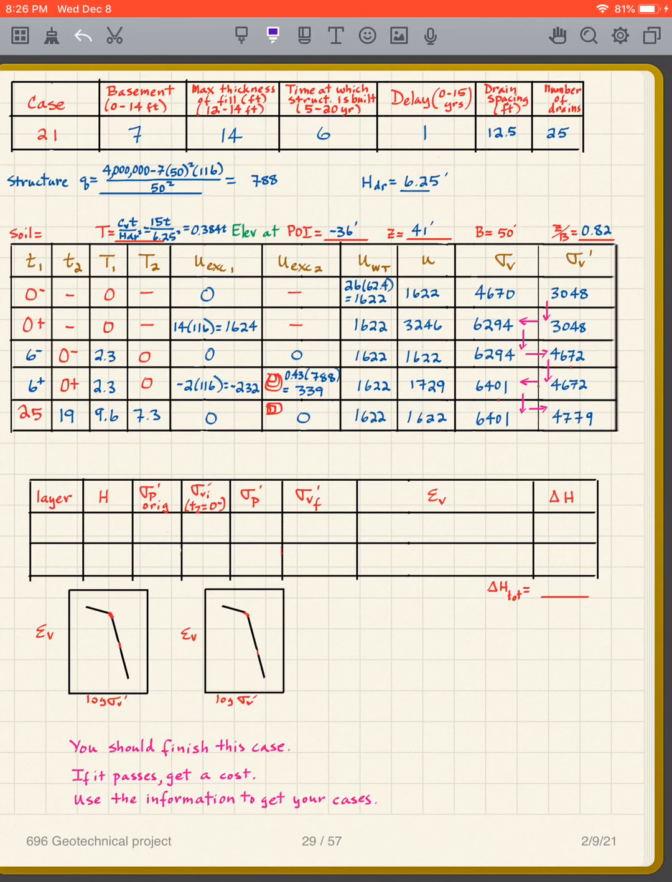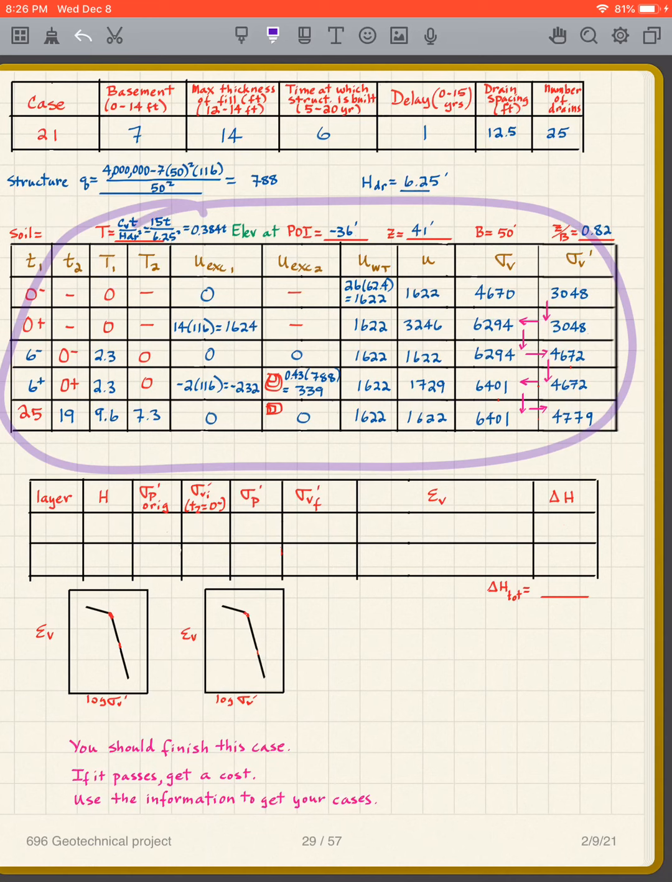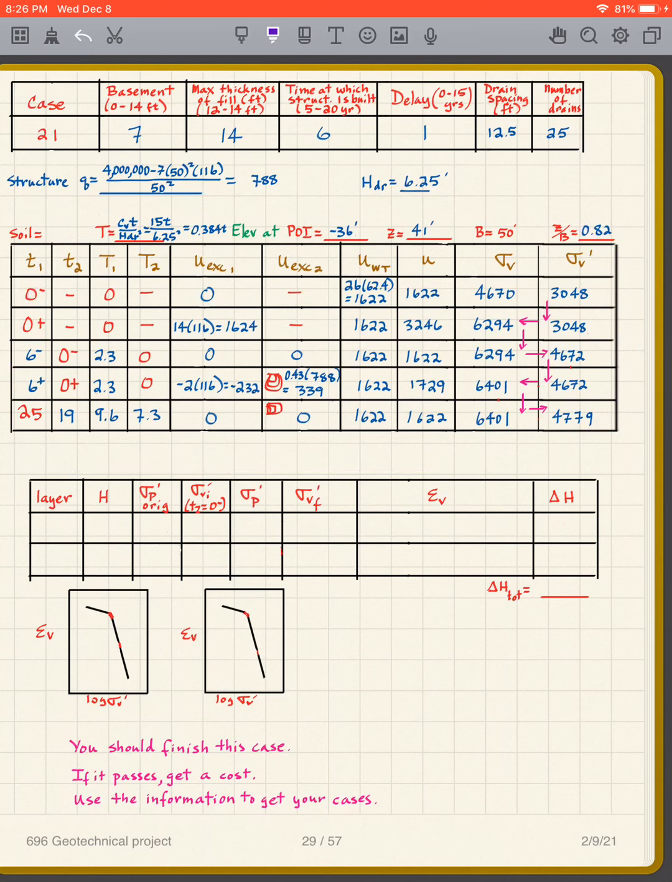Then I do the calculation here, and I'm not going to go through it all. You can do this one yourself. You can look at this, study this and imitate it. And then I'm going to let you do the calculation of the settlement for this. If it passes, you should get a cost. But you can't use this one. This is just an example. Do not use this case. But use the information that you learn from this sort of thing to create your own cases.